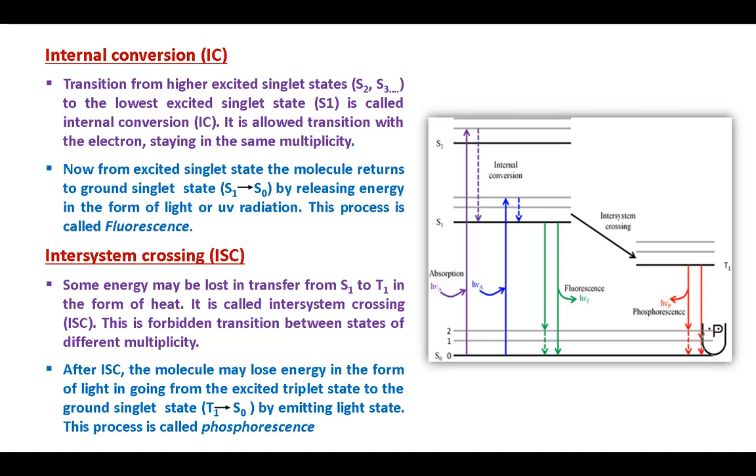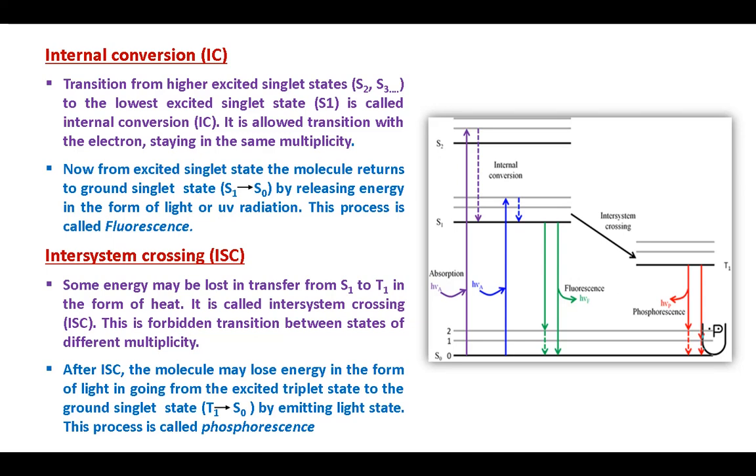Now, from the excited singlet state, the molecule returns to the ground singlet state by releasing energy in the form of light or UV radiation. This process is called fluorescence, which occurs on a timescale of 10 raised to power minus 10 to 10 raised to power minus 7 second, and it is shown by the green arrows in the figure.